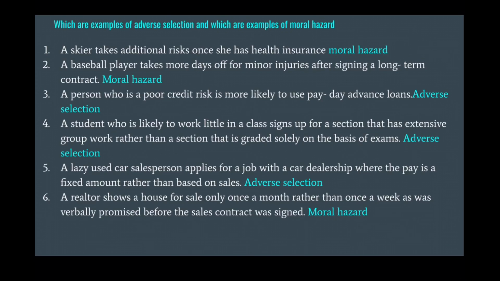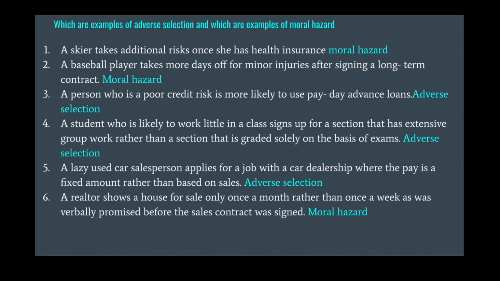Which are examples of adverse selection and which are examples of moral hazard? The first one, a skier takes additional risks once she has health insurance. It is a moral hazard because the skier is changing behavior after the health insurance was purchased. A basketball player takes more days off for minor injuries after signing a long-term contract is a moral hazard because the ball player's behavior is changing after the contract was signed.